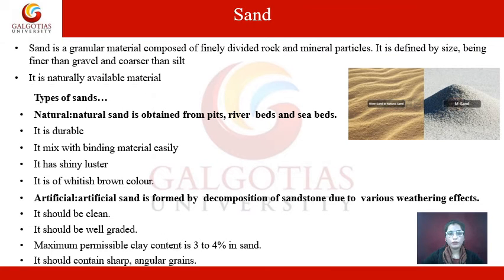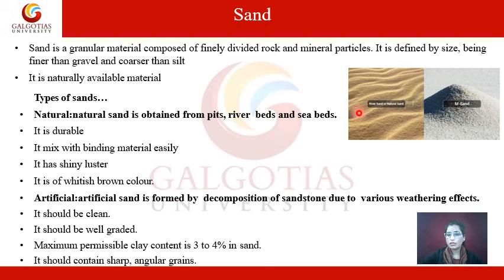Now we have the next building material, which is sand. Sand is a granular material composed of finely divided rock and mineral particles. It is defined by size, being finer than gravel and coarser than slate. It is a naturally available material, and it can be artificial also. So these are the types of sand: natural sand and artificial sand.